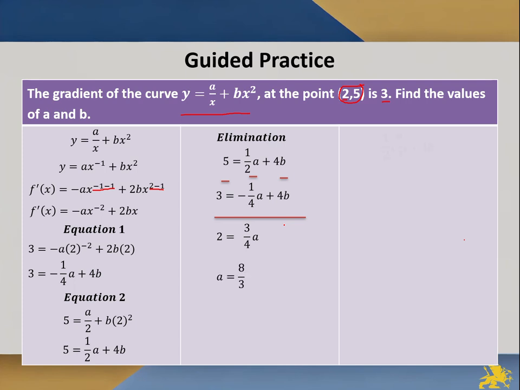I plug that into one of my equations and I solve for b. So that is half times 8 over 3, which gives me 8 over 6. I can simplify 8 over 6 down to 4 over 3. And then I take 4 over 3 away. We know 5 is the same as 15 over 3. So 15 take away 4 is 11. So 11 over 3 is equal to 4b. I divide it by 4 and I get 11 over 12.